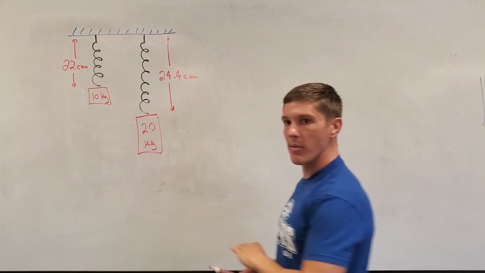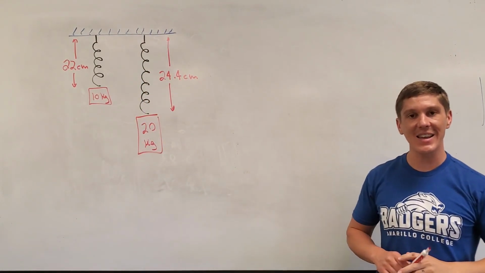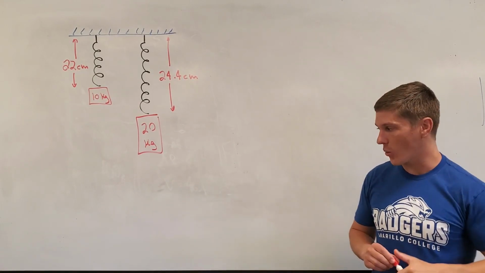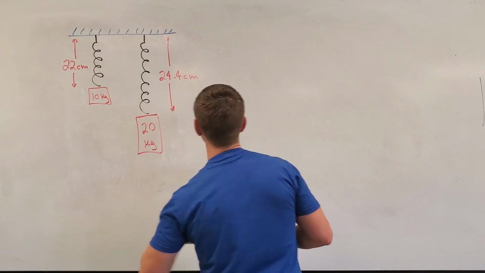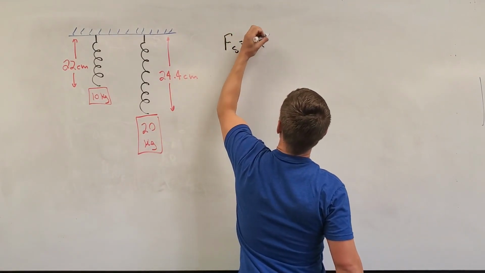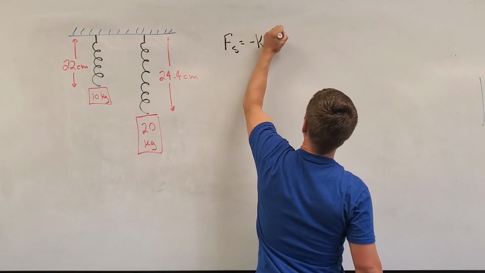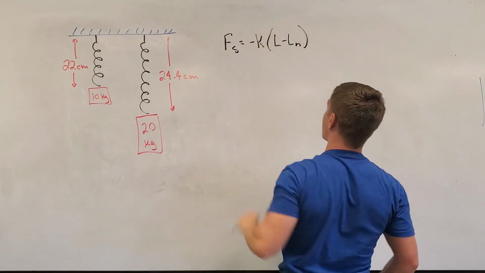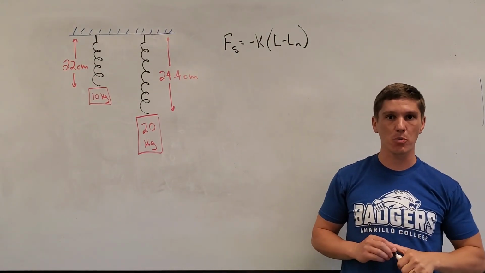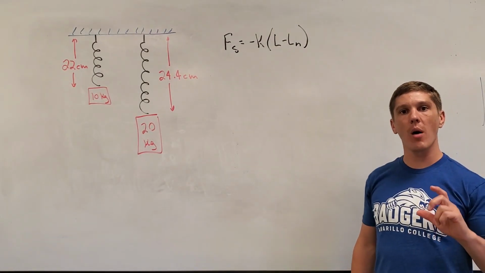So this problem is a little bit more complicated because I didn't give you the natural length of the spring. When we said that Hooke's Law is that our spring force is equal to our spring constant times our length minus our natural length, right? So we need to know what our natural length is in order to solve these sort of problems for a spring force. So I worked this problem two different ways.